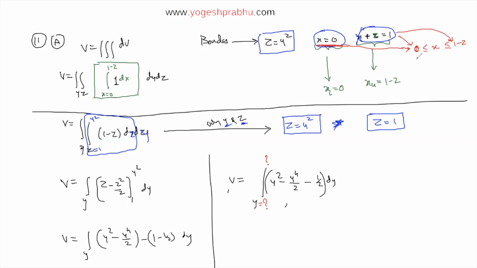What if we add 1 on all sides? Okay, what if we subtract 1? Minus 1, minus 1. We can do it on all sides, right? So I'll get minus 1 less than equal to x minus 1. X plus z is equal to 1, so x minus 1 is minus z, no?